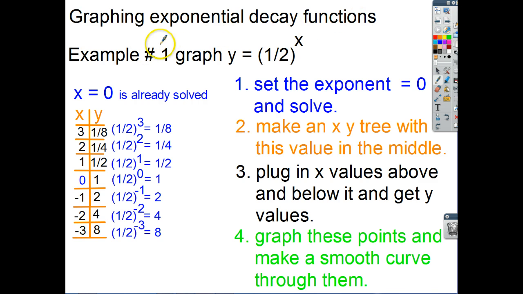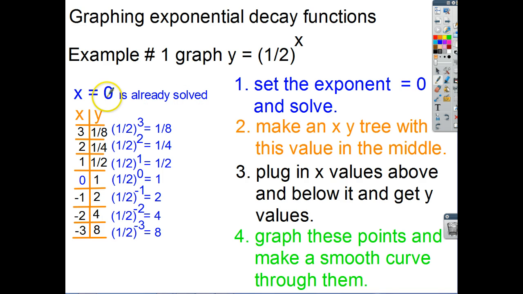Okay, how to graph exponential decay functions. Example number 1. We want to graph y equals 1/2 to the x power. So definitely between 0 and 1. I've got the steps on how to do that over here, and I've worked this first one out for us. Step 1 in graphing exponential decay or growth is to take the exponent, here simply x, and set it equal to 0 and solve that. Well, when I set x equal to 0, x is by itself, so it's considered solved.